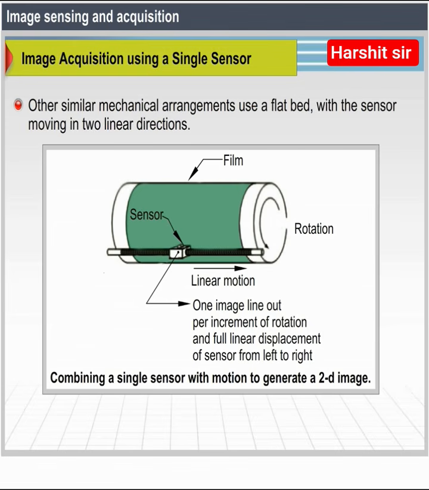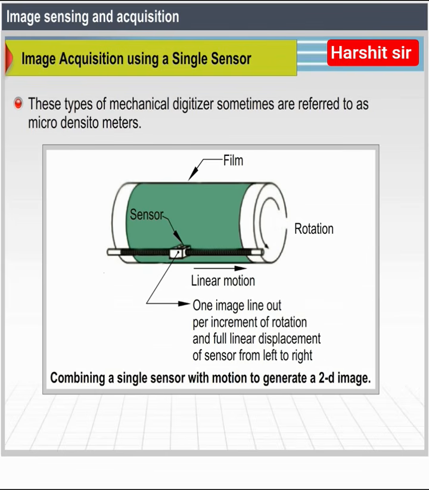Other similar mechanical arrangements use a flatbed, with the sensor moving in two different linear directions. These types of mechanical digitizers are sometimes referred to as micro-densitometers.